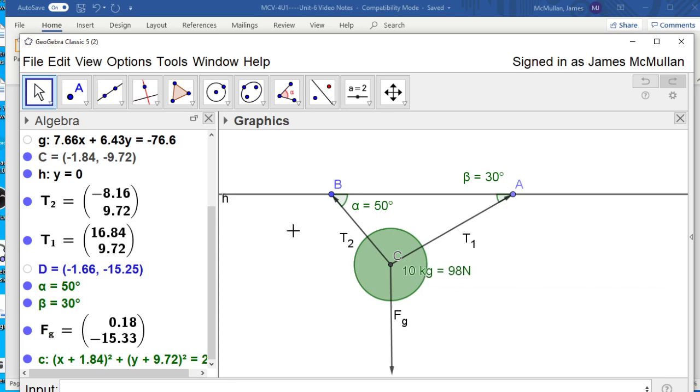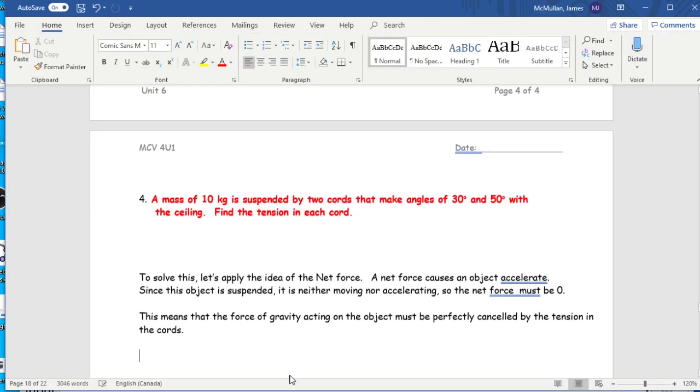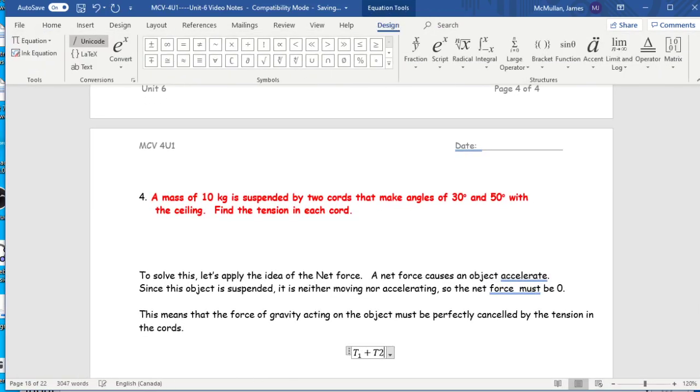Okay, so think about the forces acting on this object. One rope is pulling it up and to the right, one rope is pulling it up and to the left, and gravity is pulling it straight down. Now, what do you know about these three forces? What we know about these three forces is that T1 plus T2 plus Fg equals 0.